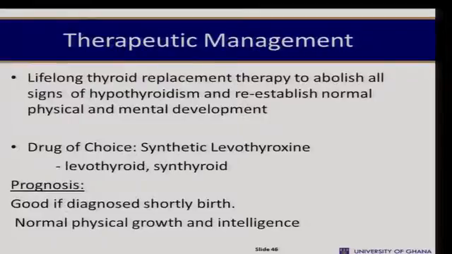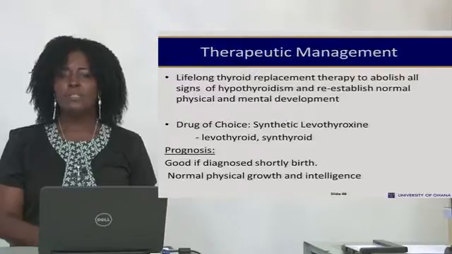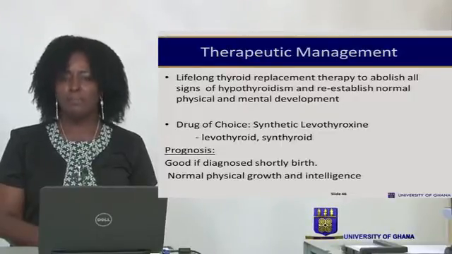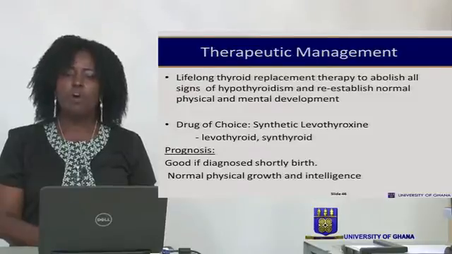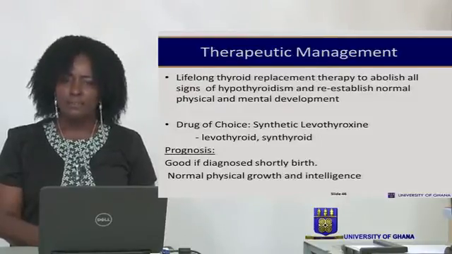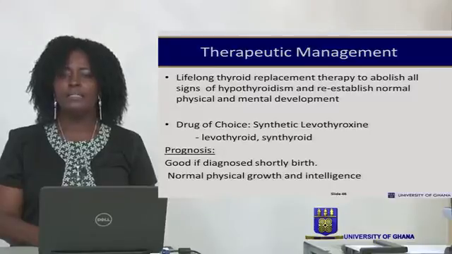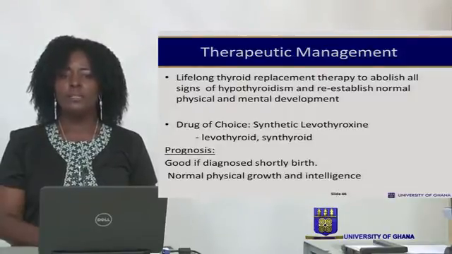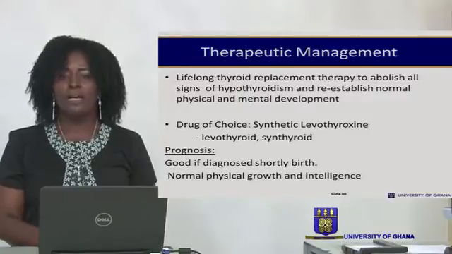So when it comes to management, lifelong thyroid replacement is what is done to abolish the signs and symptoms of hypothyroidism. When this is done, the prognosis is good because you are able to re-establish normal physical and mental development. The drug of choice is normally synthetic thyroxine, and an example is levothyroxine. The prognosis, I said, is good if diagnosed early, and children have normal physical and mental development.